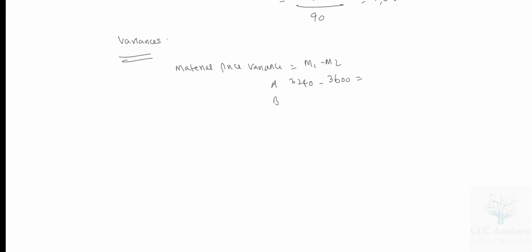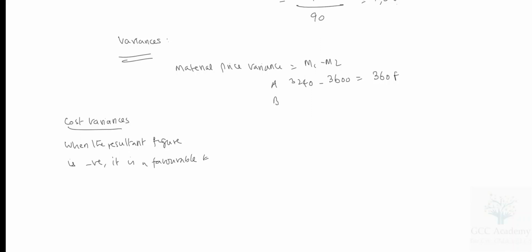See, normally when the figure is negative, with respect to cost variances like material, it is a favorable variance. And if the resultant figure is positive, that means you're spending more. It is unfavorable variance or negative variance. So in this case, M1 is actuals, M2 is standard. Your actual is less than your standard, so it's favorable.